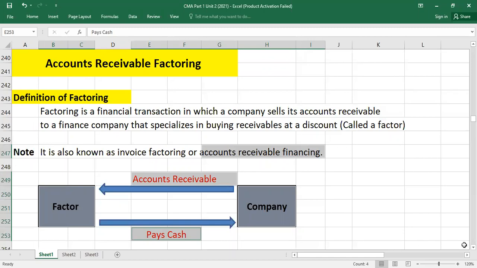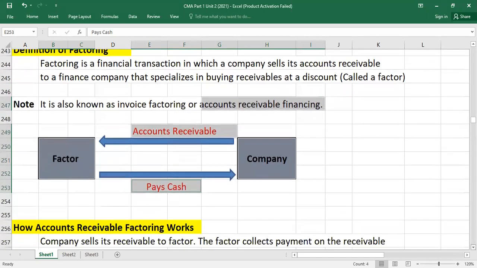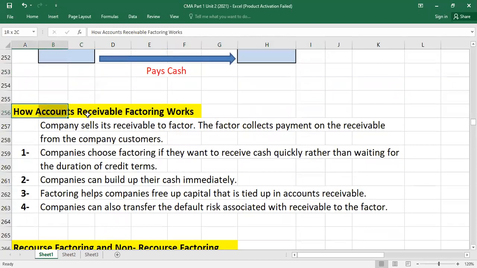So stay with me. Now here, guys, we are going to talk about how accounts receivable factoring works. Here we have a few points which will clear your idea. Actually, here the company sells its receivables to the factor. It's not necessary that we will sell, because sometimes we can give invoices as a security as well to secure the loan. So the factor collects payment on the receivables from the company's customers. Like, the factor will collect the money from the customers on behalf of the company.